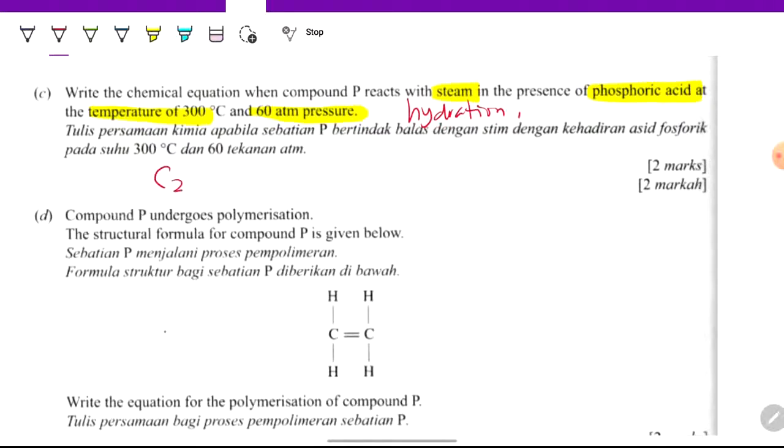C2H4 reacts with steam, which is water. So under hydration, it will produce the alcohol, right? So it becomes ethanol. Okay, so it is balanced, so 2 marks.